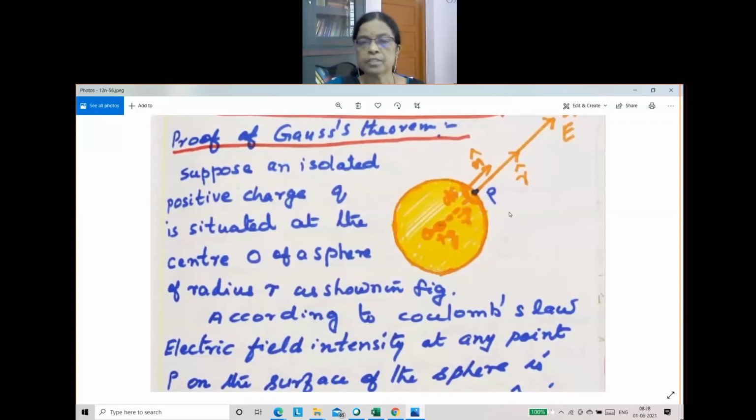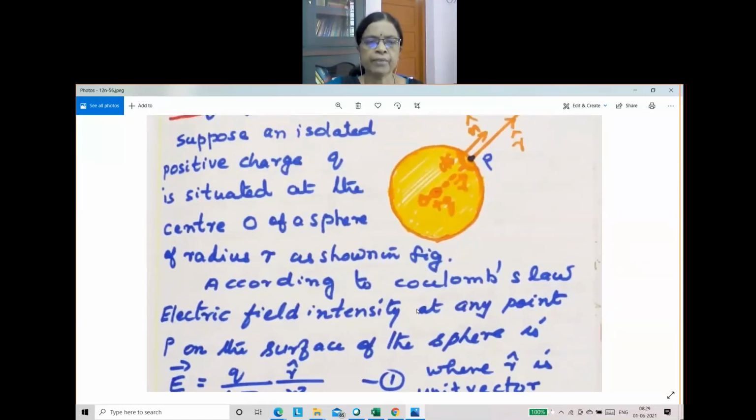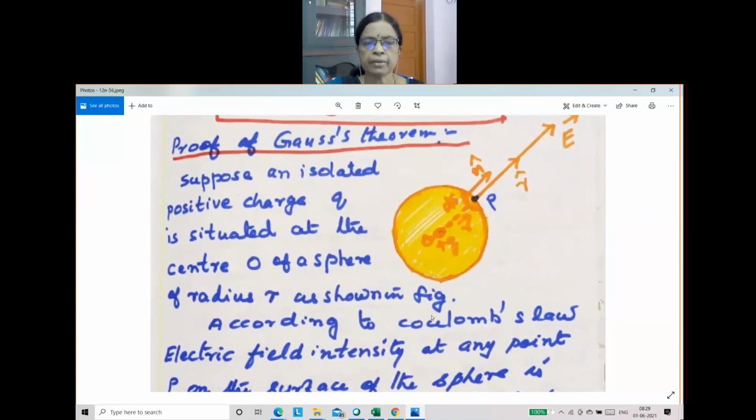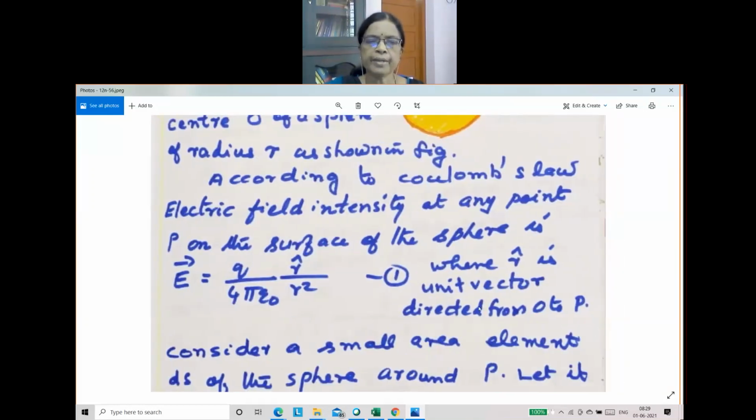You find, then you integrate over the closed surface of the sphere. Then we get the total flux. So that explanation is written here. According to Coulomb's law, the electric field intensity at any point P on the surface of the sphere is E equal to 1 by 4 pi epsilon 0 q by r square into r cap, where r cap is the unit vector in the direction of the electric field.